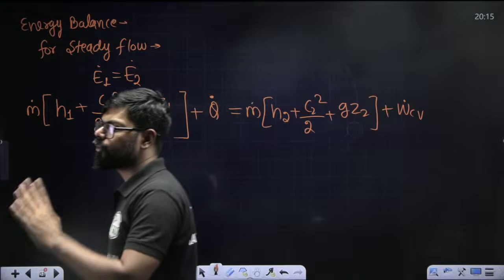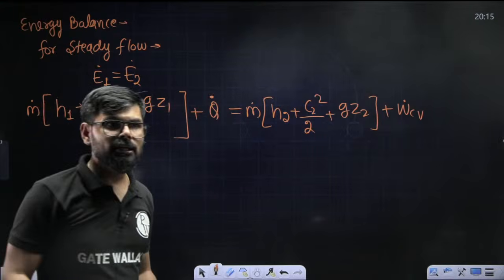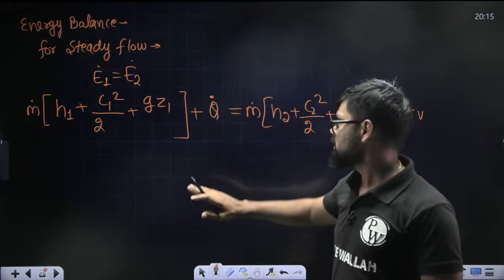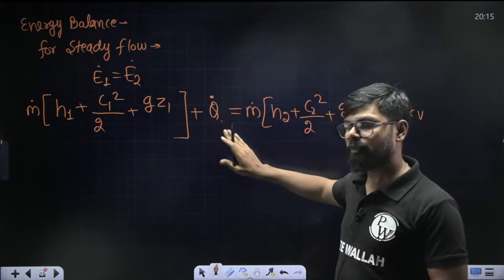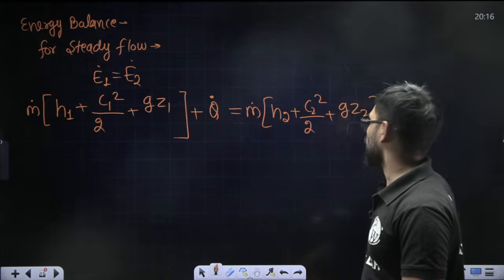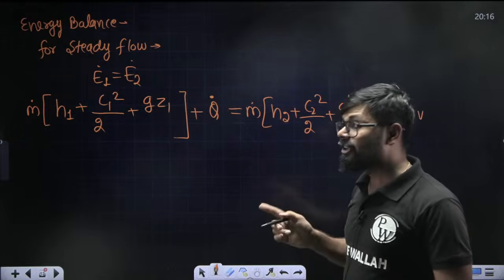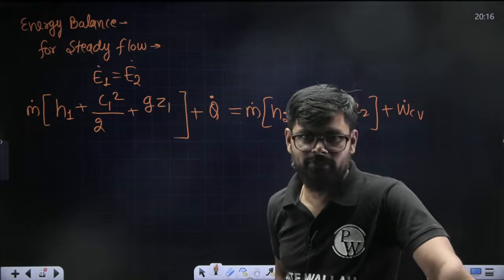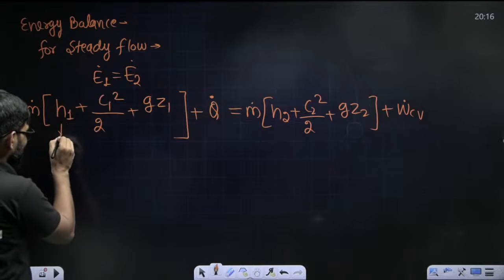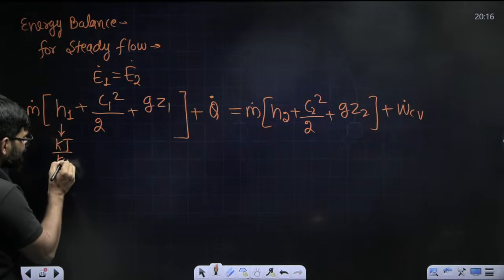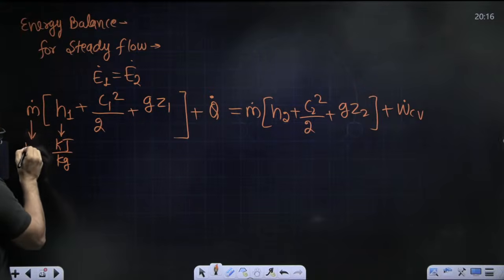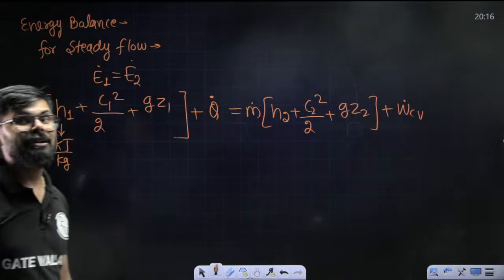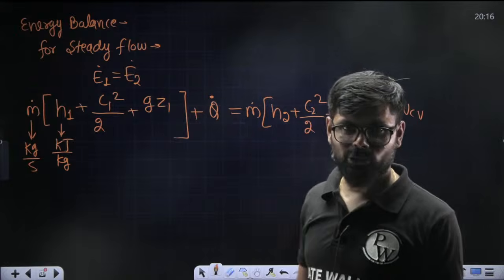Clear? Now here is one more interesting fact. Generally H1 is written in kilojoule per kg, H2 is kilojoule per kg, and this is kilojoule per second, that is kilowatt. But when you calculate C1 square by 2, it will come in joule per kg. This term is kilojoule per kg. Listen here. This value will come in kg per second. If you multiply these two, you will get kilojoule per second, because kg is cancelled out.